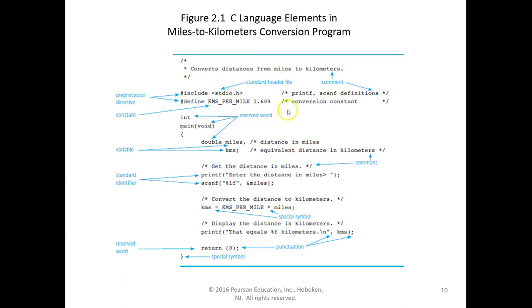Now let's look at this code here. What this code is doing, this program converts miles to kilometers. It means that if the code is given miles, it's going to output kilometers. Now, you have the preprocessors, those pound signs. So you have include. It means import the library, which is the standard input output header file.